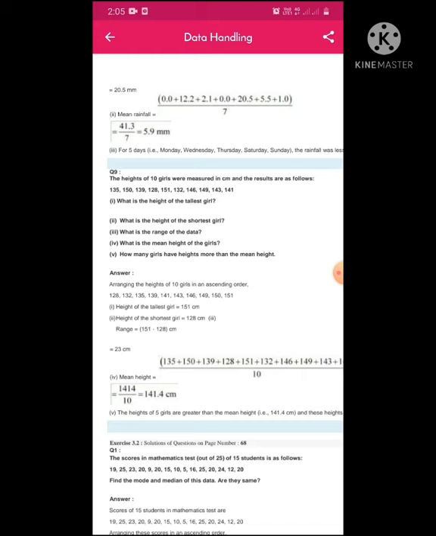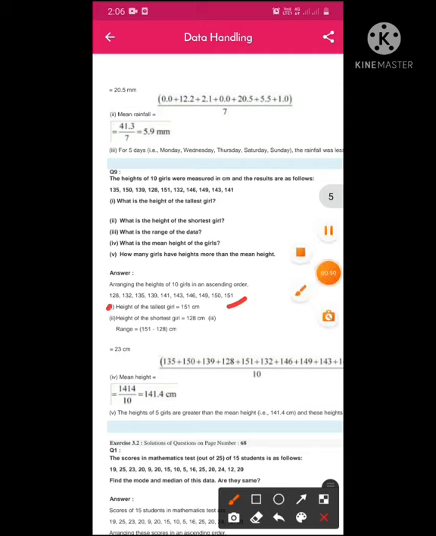Arranging the heights of 10 girls in ascending order. First we are going to arrange them in ascending order, so it will be very easy to find the highest and the lowest value. So it is arranged, and the height of the tallest girl is 151. You can see here that the height of the tallest girl is 151 and the lowest is 128. The height of the shortest girl is 128. Then to find the range, we have to do 151 minus 128, that is 23. The range will be 23.